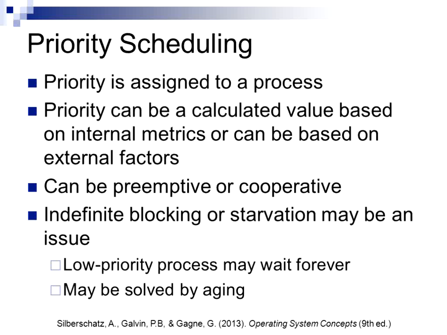Then there's something called priority scheduling. In priority scheduling, a priority is assigned to a process. The priority could be a calculated value based on time limits, memory requirements, the I/O to CPU burst ratio, or any other things that you know about this process. Or it could be based on external factors. In other words, how important is this process to whatever your system is supposed to be doing?